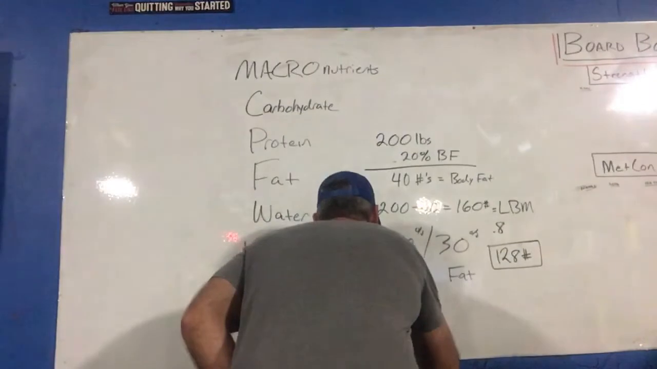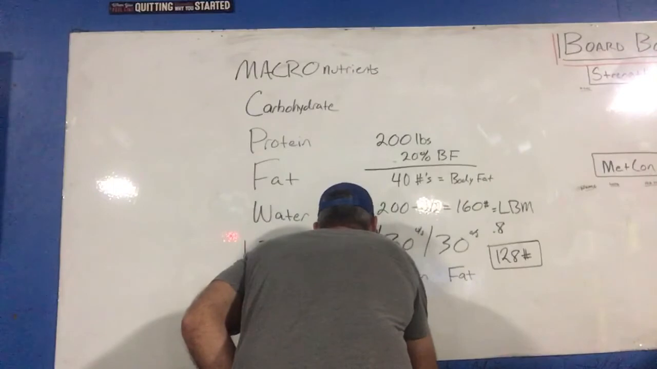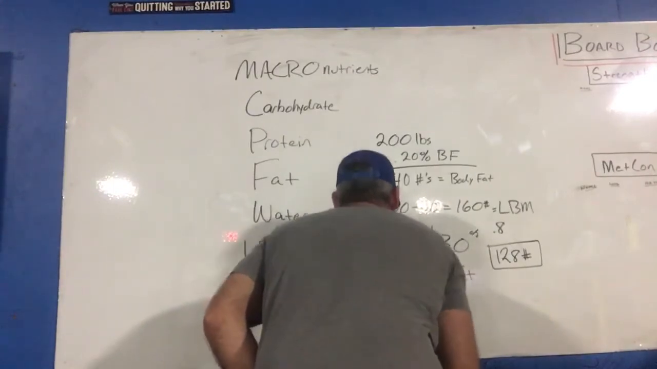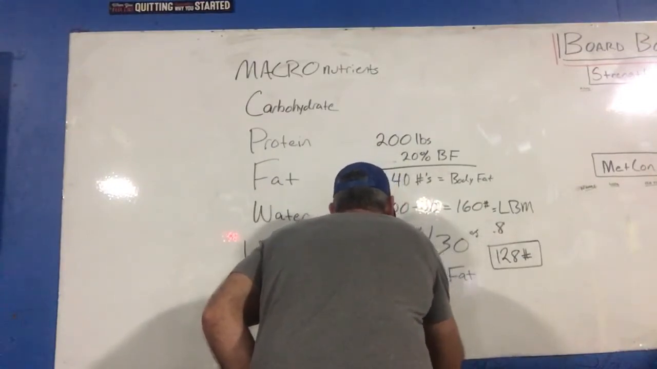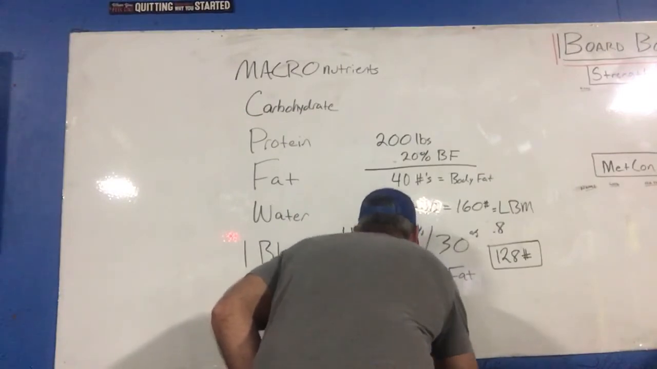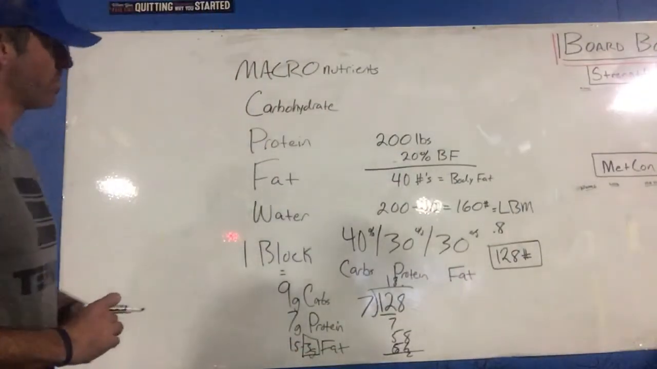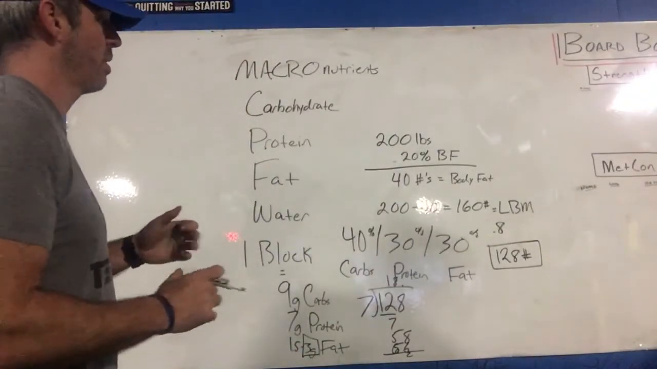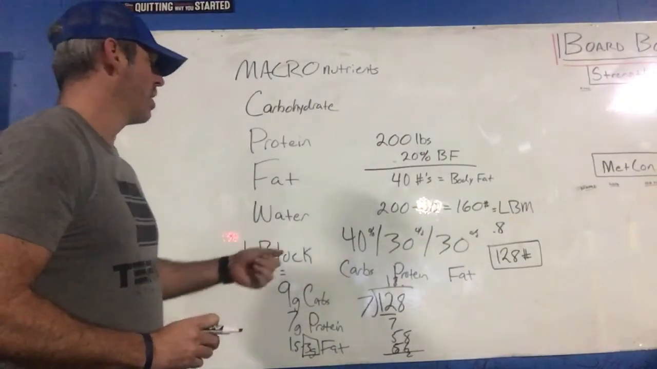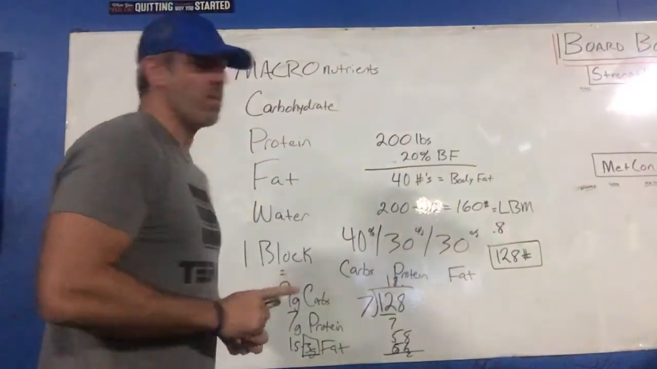So we'll take 128 divided by 7. 8 times 7 is 56. So it came out to be just about 18 blocks. So for this 200-pound man, in order to provide him enough macronutrients to sustain his lean body mass, we want to put him on an 18 block per day prescription. Okay, so 18 blocks.